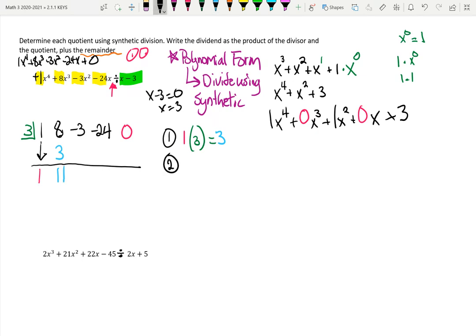I'm going to repeat. What I'm going to do next is take that 11 and multiply by the 3. And I'm going to get 33. So I'm going to put that here. I'm going to add these two together. I'm going to get 30. What I'm going to do now is take that 30 and multiply by that 3. That is going to be 3 times 30. It's 90.